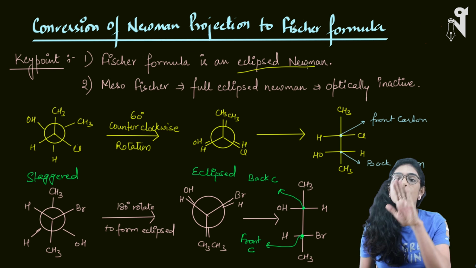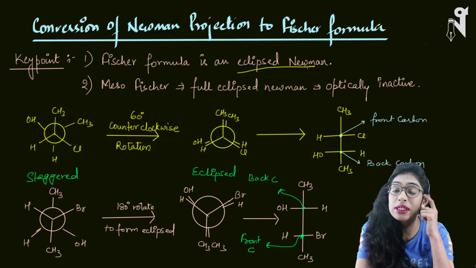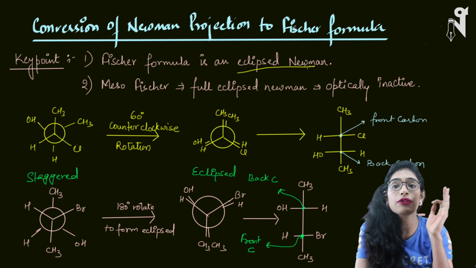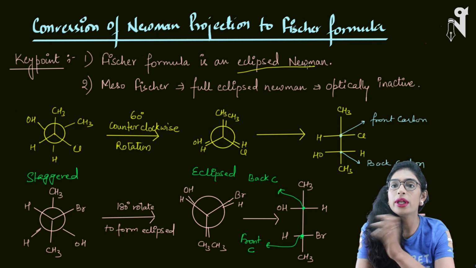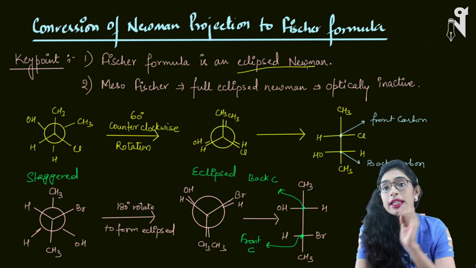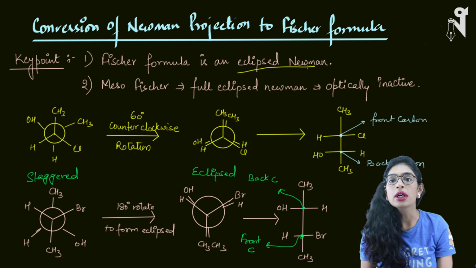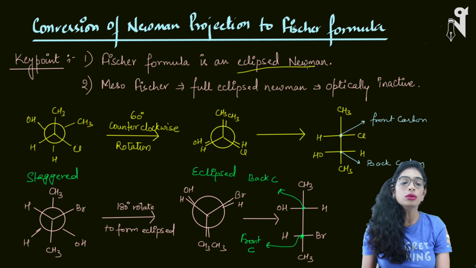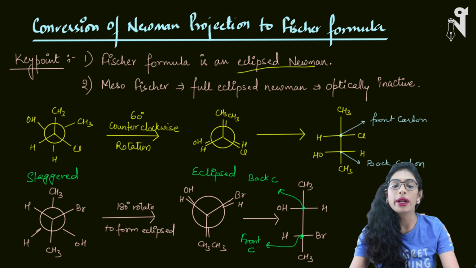So no matter whether you're converting Newman to Fischer or Fischer to Newman, you have to keep this in your mind. When you're converting Fischer to Newman, the Newman projection that forms will be eclipsed. When you are converting Newman to Fischer, in that case also you have to get the eclipsed structure first and then convert it to Fischer. Okay, so let's see what different ways there are. How can we convert a Newman into a Fischer projection?